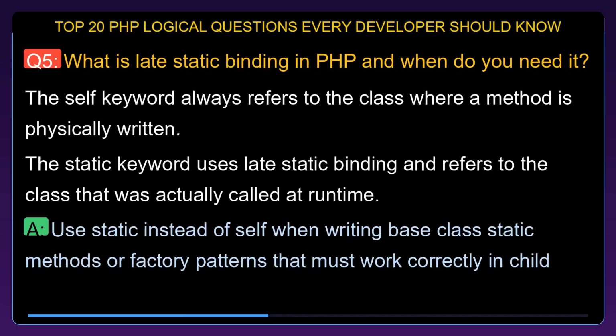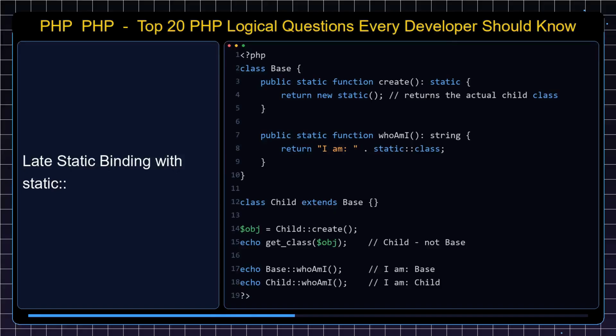Q5. What is late static binding in PHP and when do you need it? The self keyword always refers to the class where a method is physically written. The static keyword uses late static binding and refers to the class that was actually called at runtime. A. Use static instead of self when writing base class static methods or factory patterns that must work correctly in child classes. Late static binding with static.